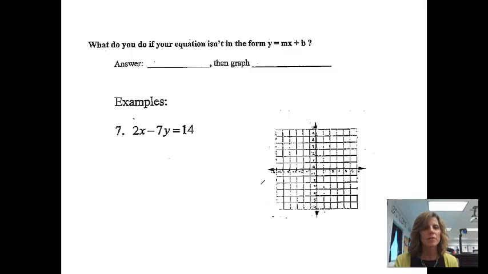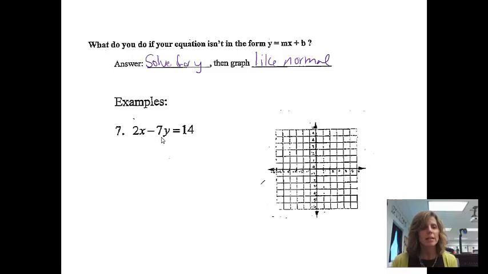Right, in this video we are going to be graphing lines that are not in y equals mx plus b form. So what do you do if your equation isn't in the form y equals mx plus b? Well, I like to solve for y, so we'll put it in y equals form, and then we'll graph like we normally know how to do. So we basically need to change the problem to look like one that we know how to graph. All right, so this is actually in standard form.